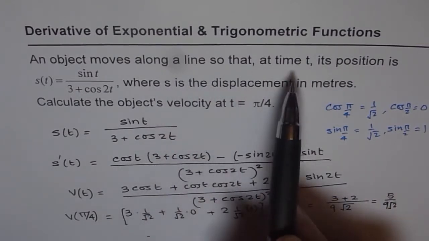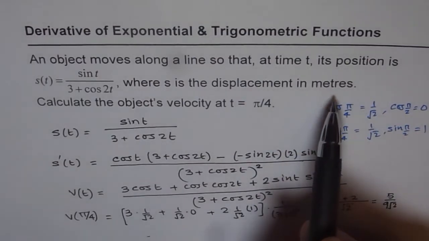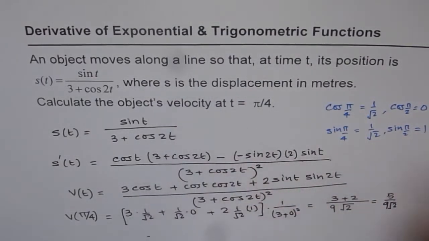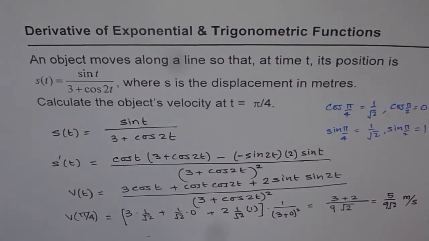an object moves along this line, with time t its position. So the units are meters, and time we are assuming to be in seconds, not really given here. So let's write meters per second for the time being, right? It's probably a misprint. So we'll write velocity as 5 over 9 square root 2 meters per second. Well, it is good practice to always rationalize and then write your answer.